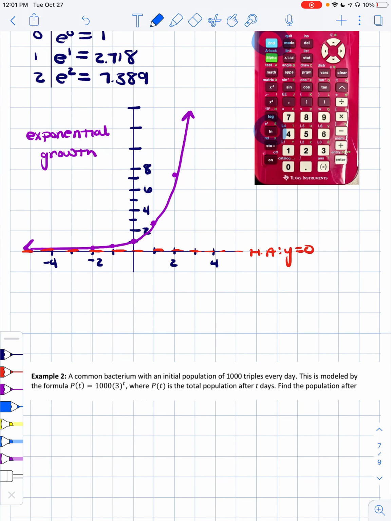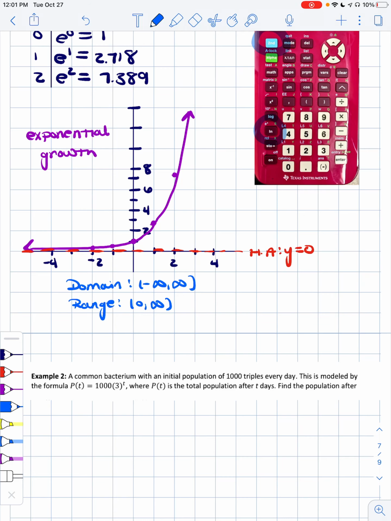And then lastly, let's also write out our domain and range. So domain, reading it from left to right, is the same as all of our exponential functions, all real numbers. And then range, reading our graph from bottom to top, goes from our horizontal asymptote at 0 up to positive infinity.